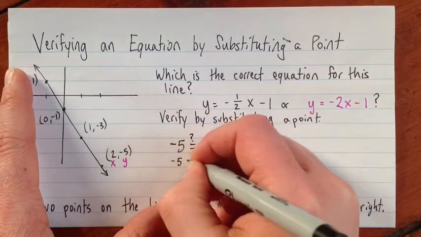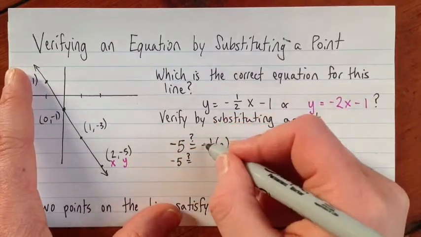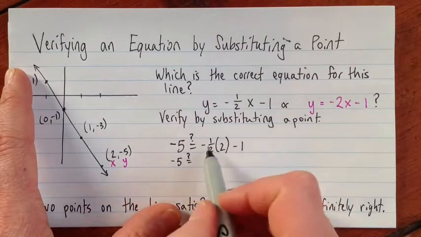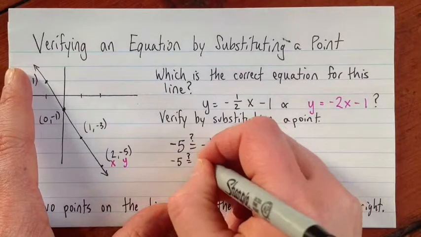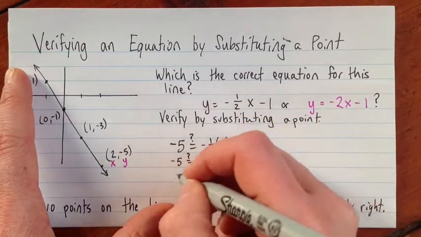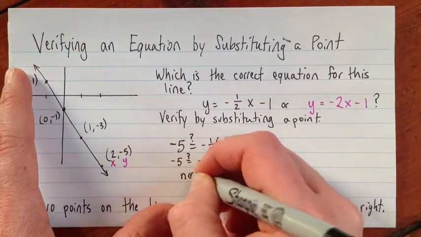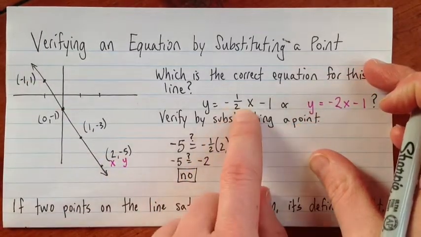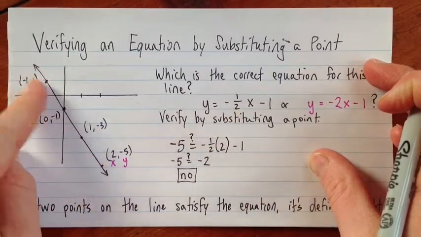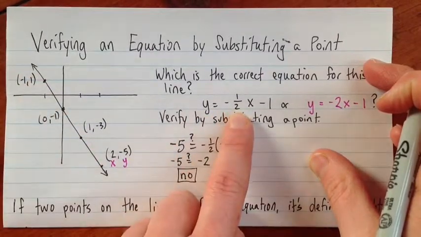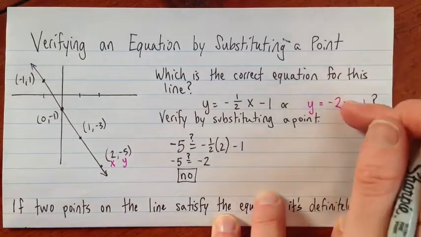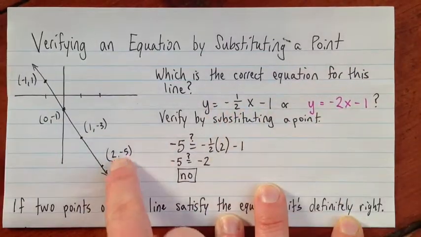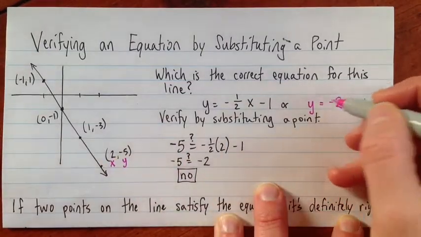So now we've got negative 5 equals question mark. Negative a half times 2 is negative 1. Subtract 1 is negative 2. No. That tells us that this point here is not on this line. And since in the picture the point is on the line, that means that can't be the right equation. So let's try this one. Hopefully, if one of these is the correct equation, then this point's got to work in one of them. So hopefully it'll work in this one.